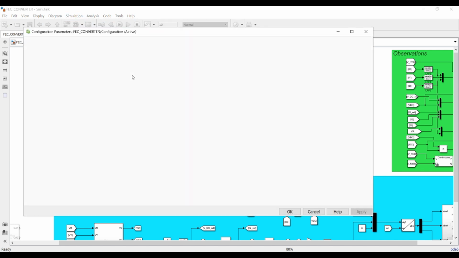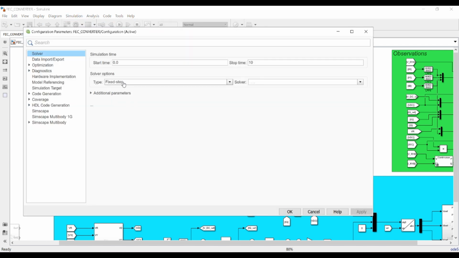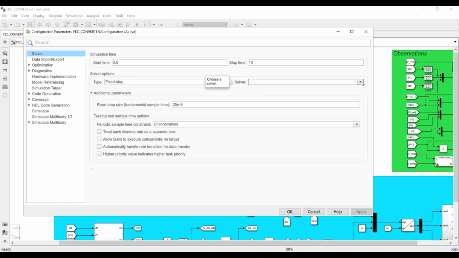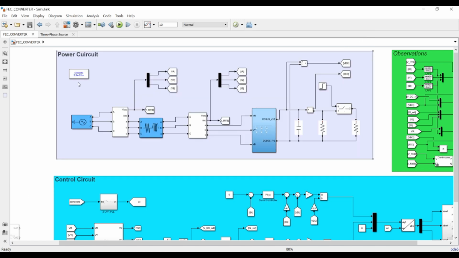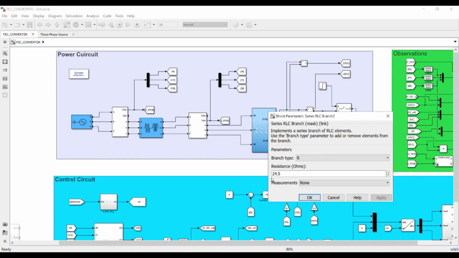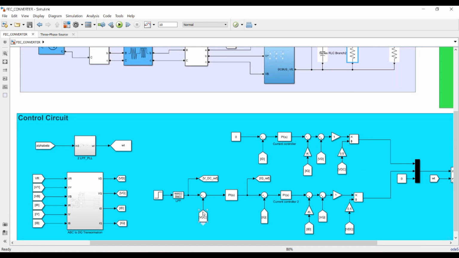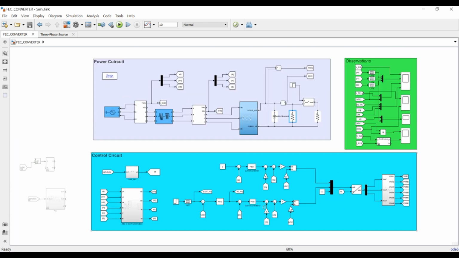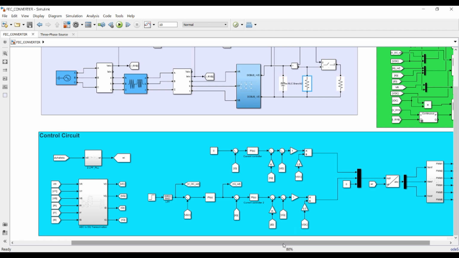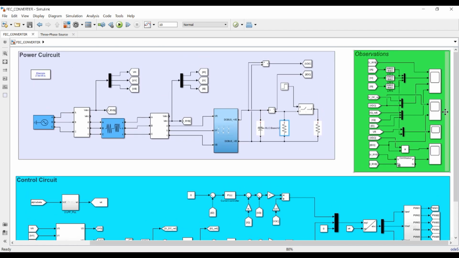first we will be putting the model. So here I have used fixed step solver, okay. And this is ODE5 Dormand-Prince, and the step size I have kept as 25 microsecond. Okay, the same we will put it in this GUI. Okay, so this is the power circuit. So the resistance that I have put over here is 24.5 ohm. Okay. And this is the controller block, like the previous that we have made, and this is the observation block.